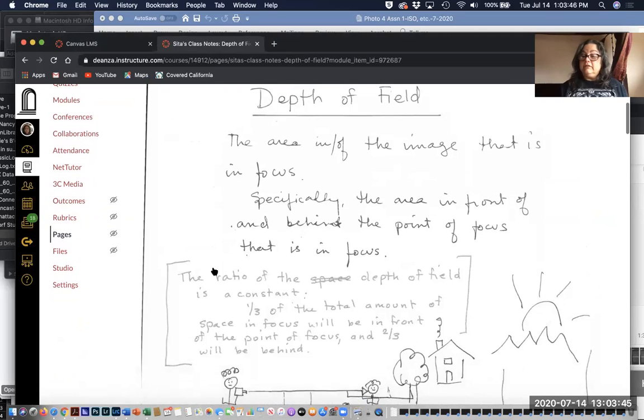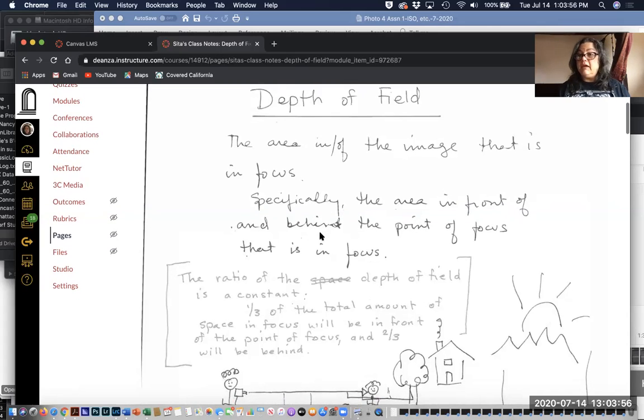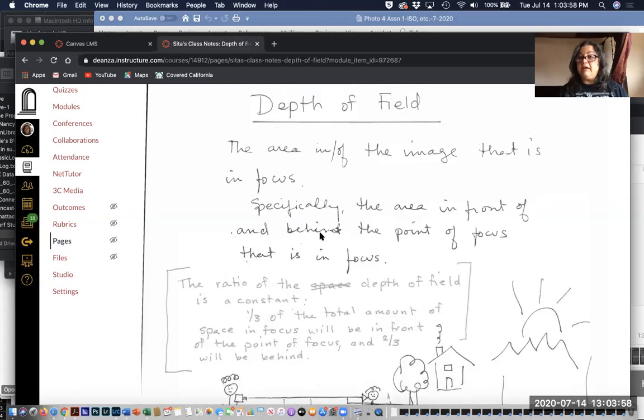So depth of field, the area of the image that is in focus. Specifically, the area in front of and behind the point of focus that is in focus. Let me ask you this also. Can you also see a little picture of me still somewhere? Or is it just the desktop? We can still see you. Still see me a little bit? Okay. Great, thank you.